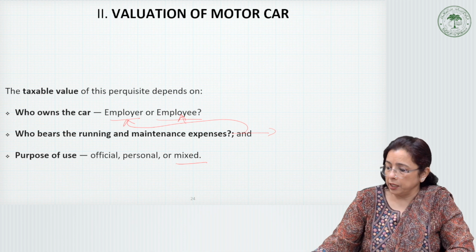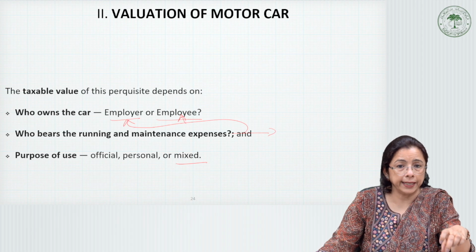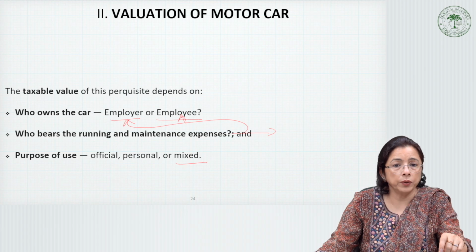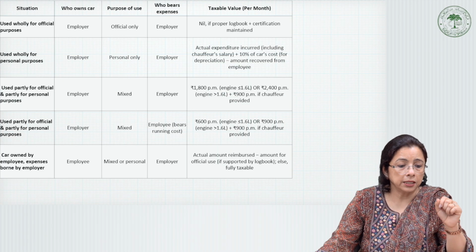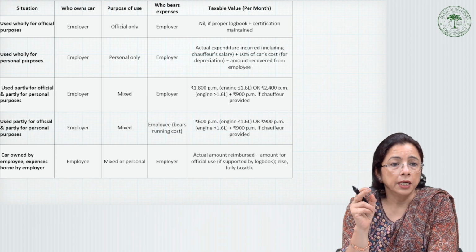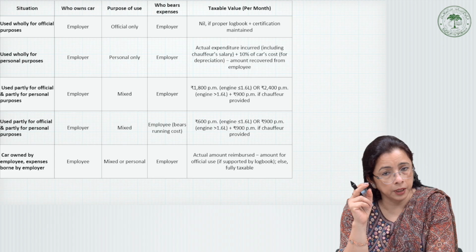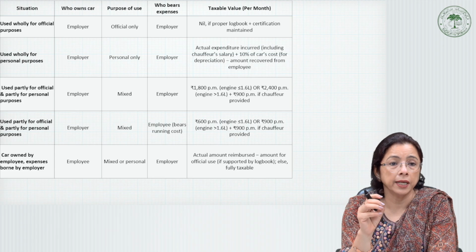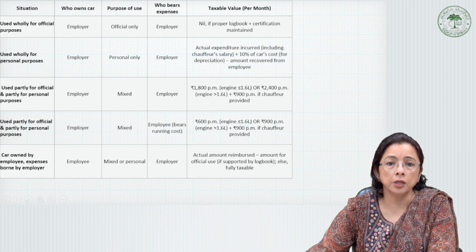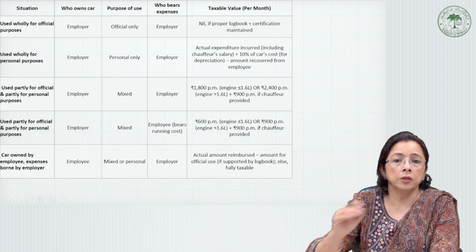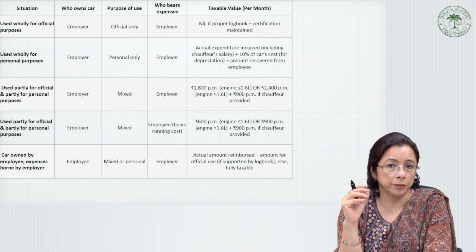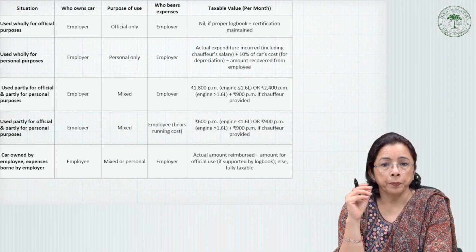Coming to the detail, taking these three criteria, let us understand in detail how we are going to consider each criterion. So this chart gives you a very wholesome picture of the treatment of the car in varied situations, that is, whether it is owned by the employer or by the employee, who is bearing the expenditure, etc. So let us understand step by step how we are going to calculate the value of this perquisite based on the use of the car.